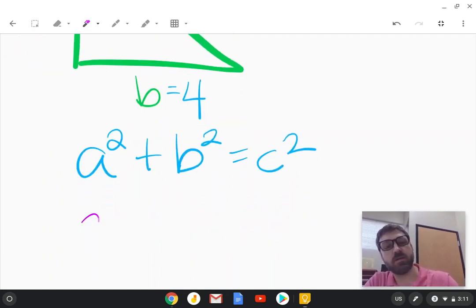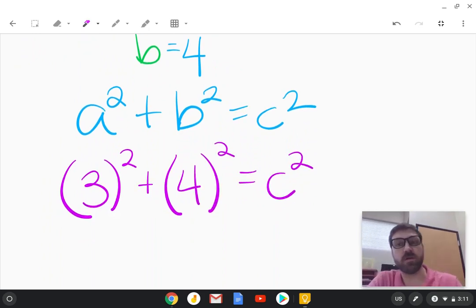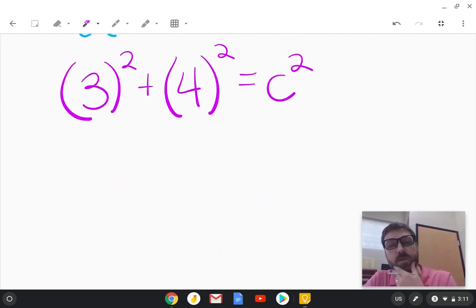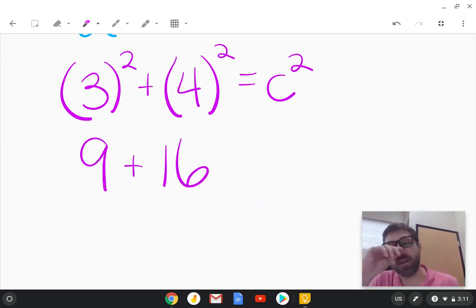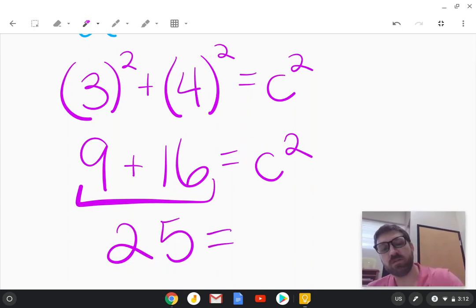Since we know A is 3, we're going to substitute that for A. A squared becomes 3 squared. B is 4, so that becomes 4 squared. And then C squared is the thing that we're looking for. Then we're going to simplify what we can, and then we'll talk about what the last step is. So 3 squared is 9. 4 squared is 16. You can use a calculator for that if you want. Otherwise, hopefully in terms of multiplication, you know 3 times 3 and 4 times 4. If not, using your calculator is totally fine. So then 9 plus 16 equals C squared. 9 and 16 added up becomes 25 equals C squared.